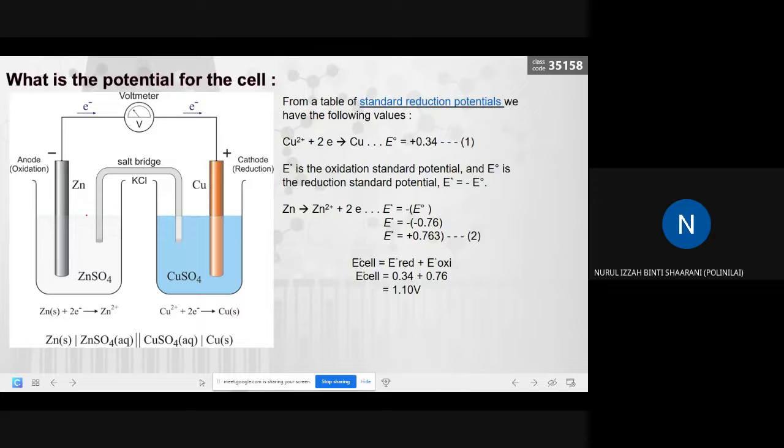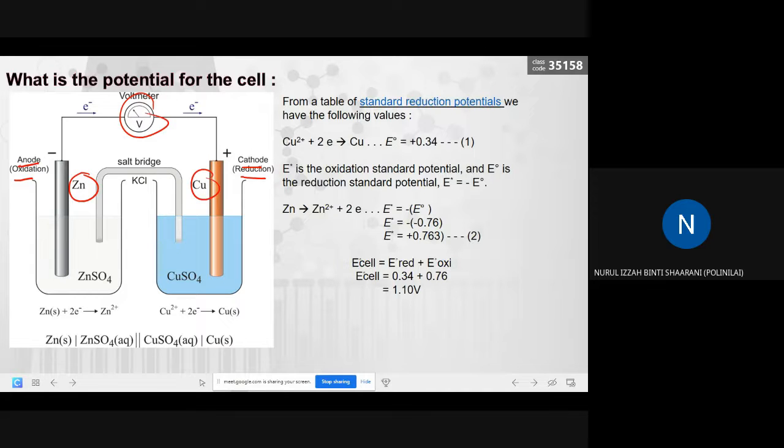So here we have zinc and we have copper. Zinc at the anode undergoes oxidation, copper at the cathode undergoes reduction. Now we want to know what is the maximum potential value between the zinc and copper electrodes. That means we want to know what is the voltage produced here by using a calculation.